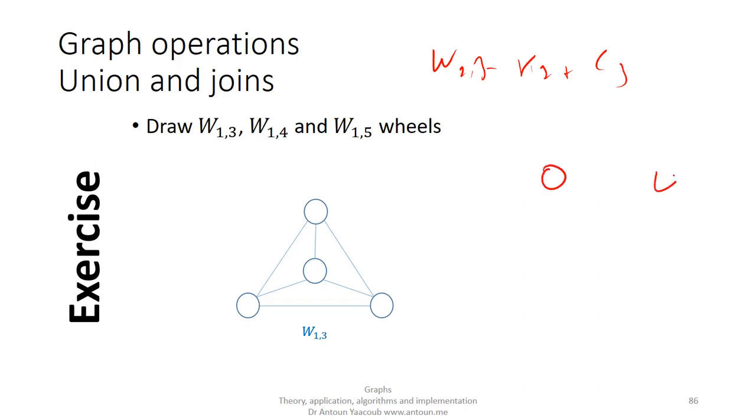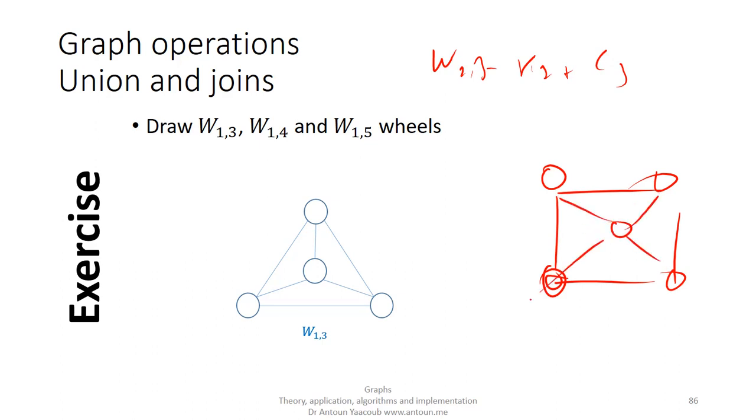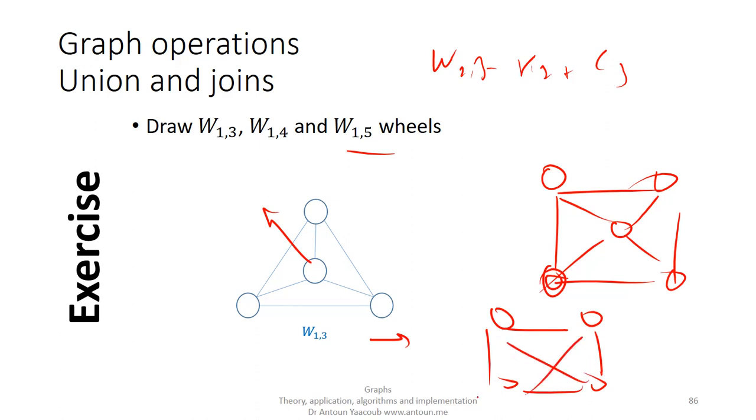So for the wheel W14, this is C4. And then I have K1 here, and I need to link it to all the others. The same applies for the other example, W15. As you can see, this graph I can draw differently. I can move this to here, so it will be equal to this. And if you know well, W13 is equal to K4. So it's isomorphic to K4.